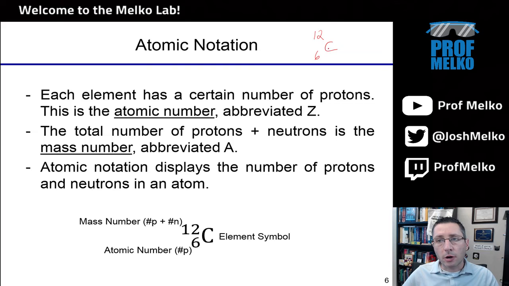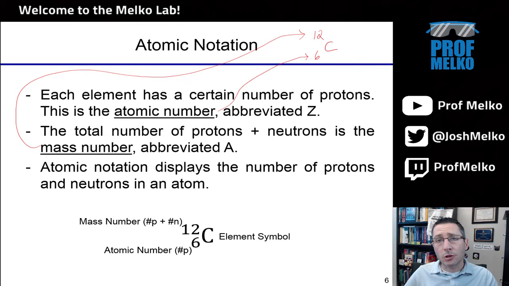This is atomic notation for a carbon atom with 6 protons, 6 neutrons. Okay, so how this is laid out is the atomic number, the number of protons, is this lower subscript to the left of the element symbol. So if it's a carbon atom, I write the symbol capital C. To the lower left of that, I write 6 because every atom of carbon has exactly 6 protons. Okay, that's the atomic number. We sometimes abbreviate that Z. Total number of protons plus neutrons is the mass number. That's abbreviated A. Okay, and this mass number is the superscript before the symbol.